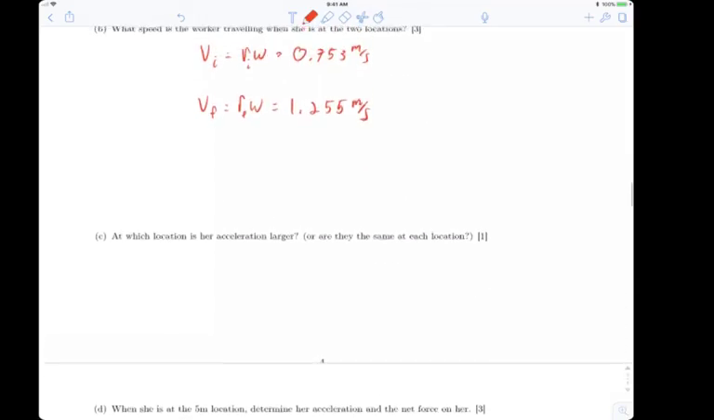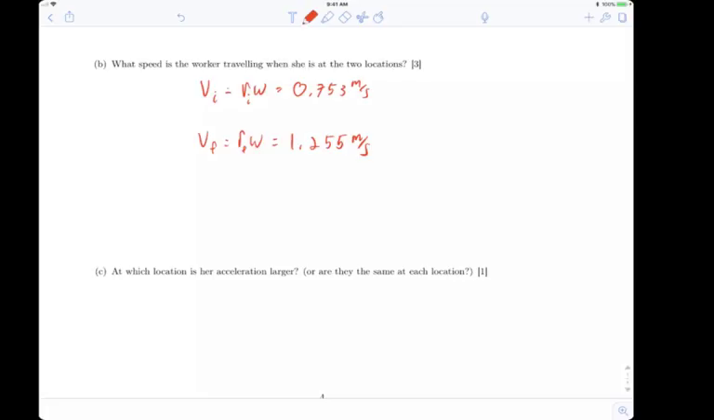At which location is the acceleration larger? You can do the calculation if you want. The acceleration is v squared over r, right? Alternatively put, omega squared times r. So you can use proportional reasoning to argue that a wider radius means bigger accelerations.